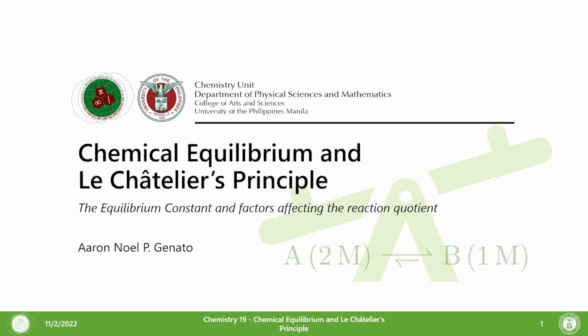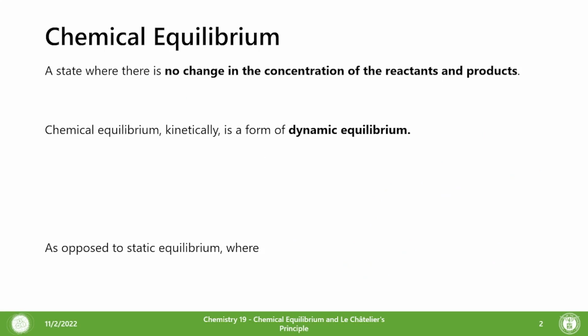chemical kinetics. Now we're at chemical equilibrium. So chemical equilibrium is a state where there is no change in either the concentration or the rate of the reactants and products. And chemical equilibrium kinetically is what we call a form of dynamic equilibrium. Okay? Where the rate of the forward reaction is equal to the rate of the reverse reaction.